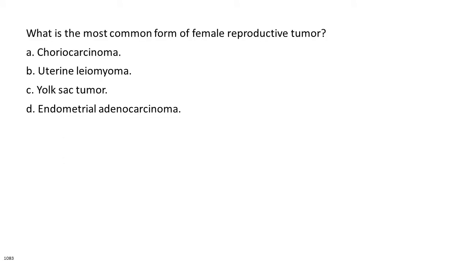What is the most common form of female reproductive tumor? A. Choriocarcinoma. B. Uterine leiomyoma. C. Yolk sac tumor. D. Endometrial adenocarcinoma.